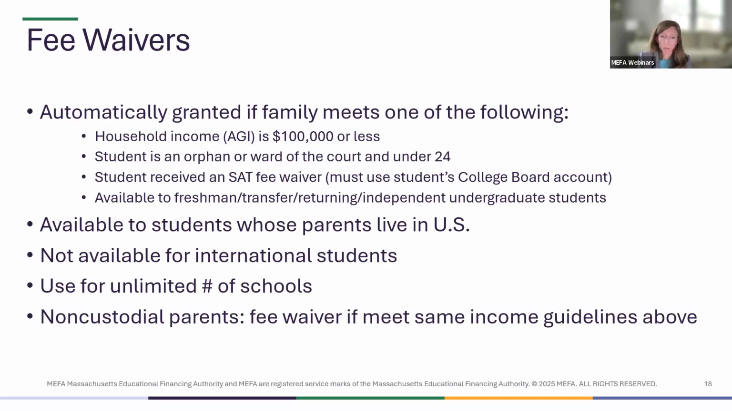It is only available to students who have parents who live in the US. So international students with your whole family abroad, they are not eligible for that fee waiver. If you do get a fee waiver, then you can send the profile to an unlimited number of schools, which is good news. And for non-custodial parents, you're going to get that basically if you meet that same criteria, which is really if your household income is 100,000 or less, you're also going to get a fee waiver.